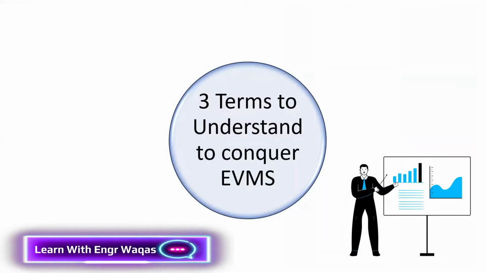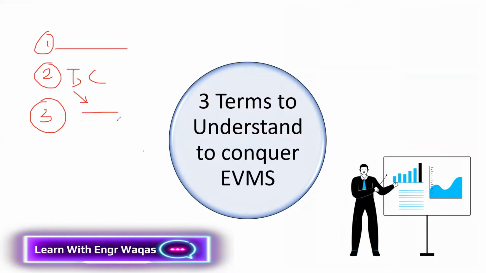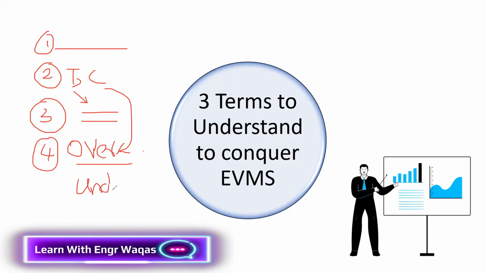3 terminologies you need to understand to conquer this concept of earned value management system. What are these 3 terminologies? You have to write each and everything. First of all, comparison analysis. The second, it is going to give you analysis with respect to time and cost. Third, with respect to time, it is going to tell you either you are ahead or behind. And with respect to cost, it is going to give you an analytical approach: either you are over budget, you have spent a lot more than what you thought, or under budget, you have saved some money. Okay, these 4 points are clear.